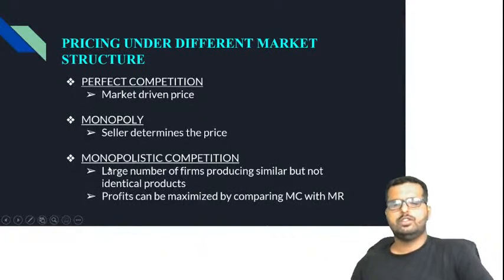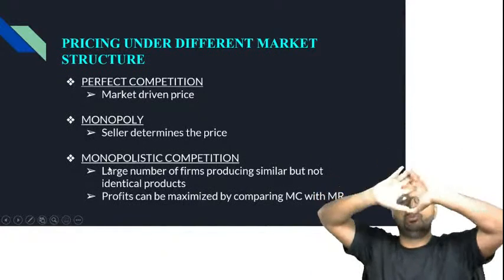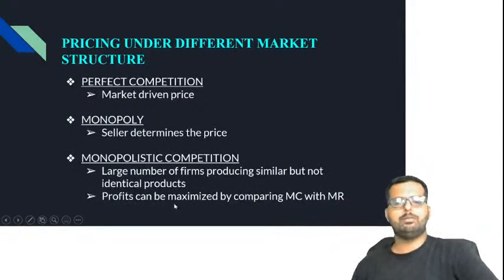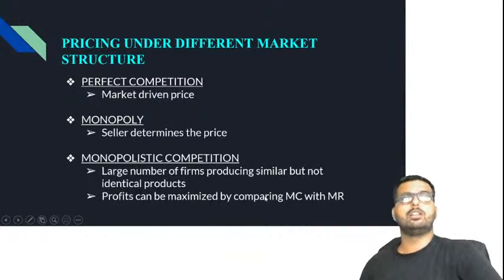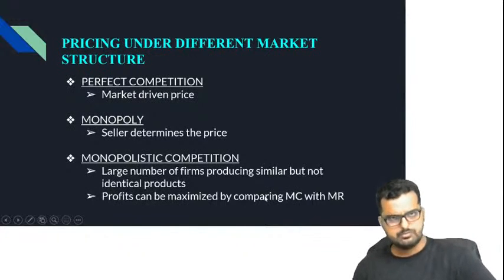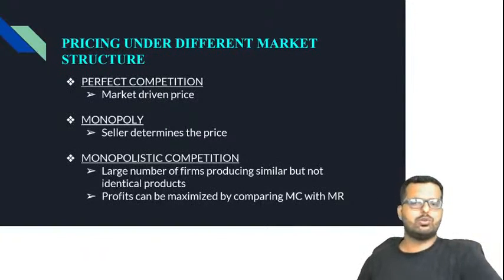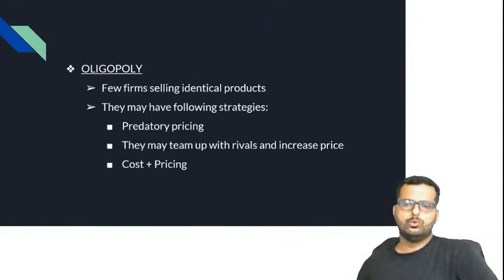Monopolistic competition, there are large number of firms but producing similar but not identical products. Here the profit can be maximized by comparing MC with MR. That's what we just learned right now. You have to check what is the additional revenue you get, compare it with the additional cost, and that is how you can close it.